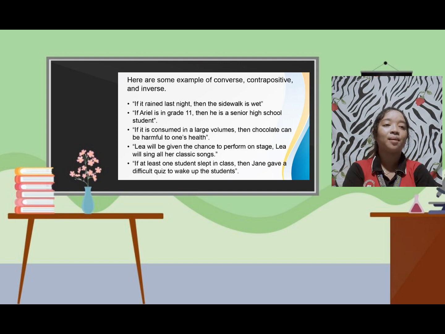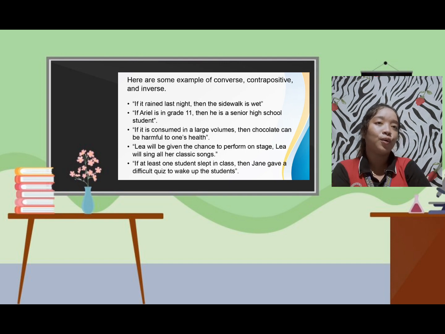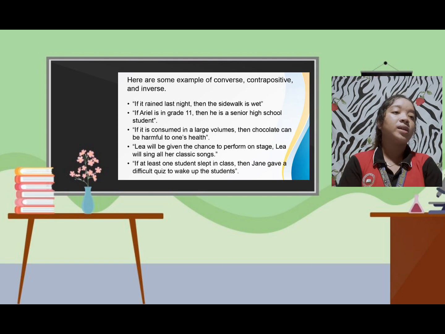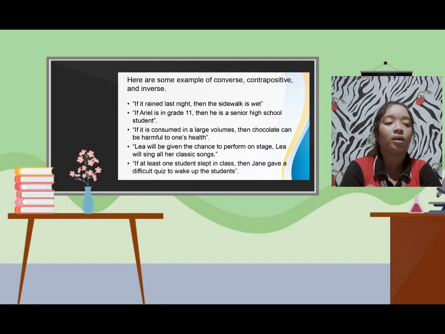So another example is, Leah will be given the chance to perform on stage. Leah will sing all her classic songs. So let's find the converse of this statement. So the converse of this statement will be, if Leah will sing her classic songs, then she will be given the chance to perform on stage.